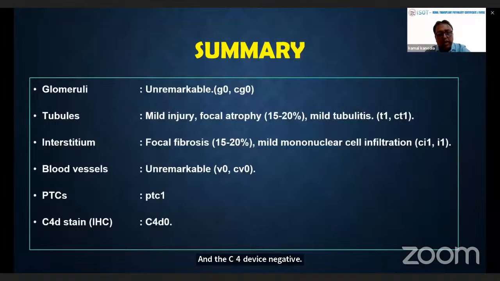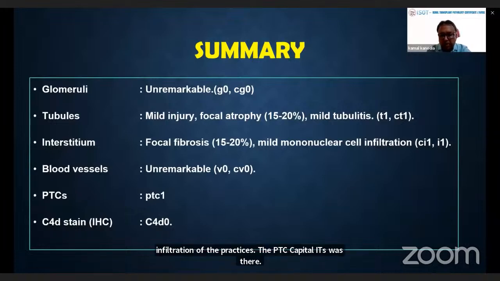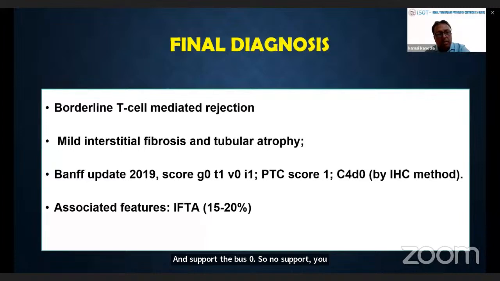So if we summarize our findings, glomeruli were unremarkable, that is G0, CG0. Tubules showed mild injury, there was focal atrophy of 15 to 20%, mild tubulitis, interstitial fibrosis was 15 to 20%, and there was mild mononuclear cellular infiltration. Blood vessels were unremarkable. There was mild infiltration of the PTC. The PTC capillaritis was there, PTC1, and C4D was 0. So no C4D depositions in the PTCs.